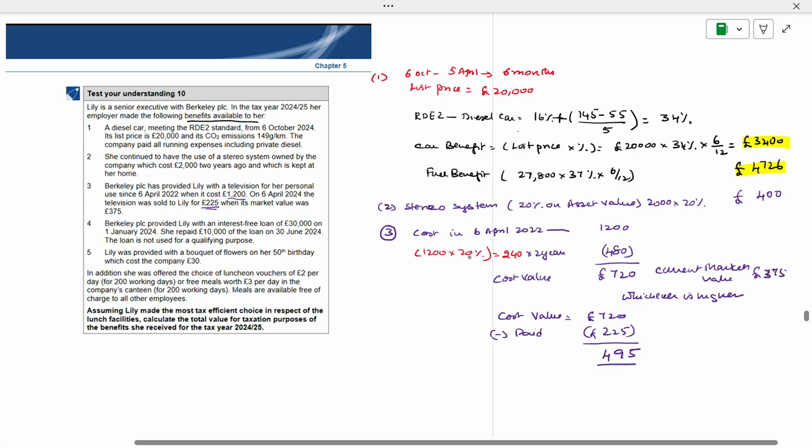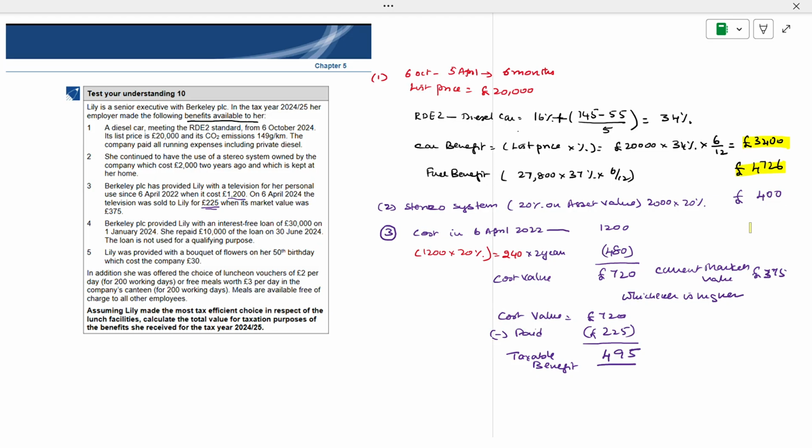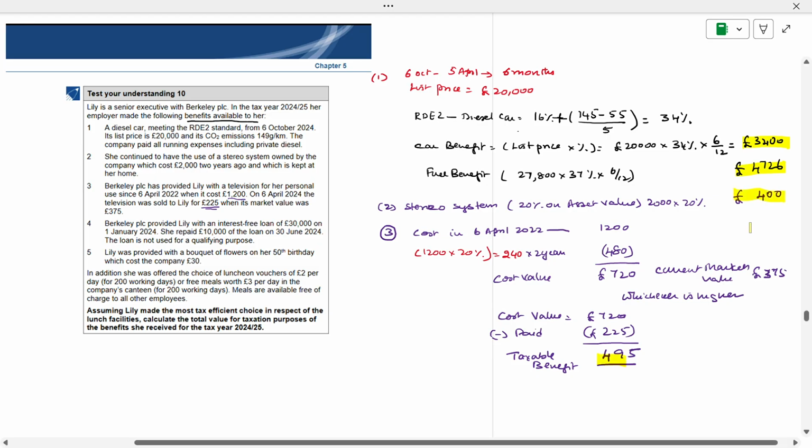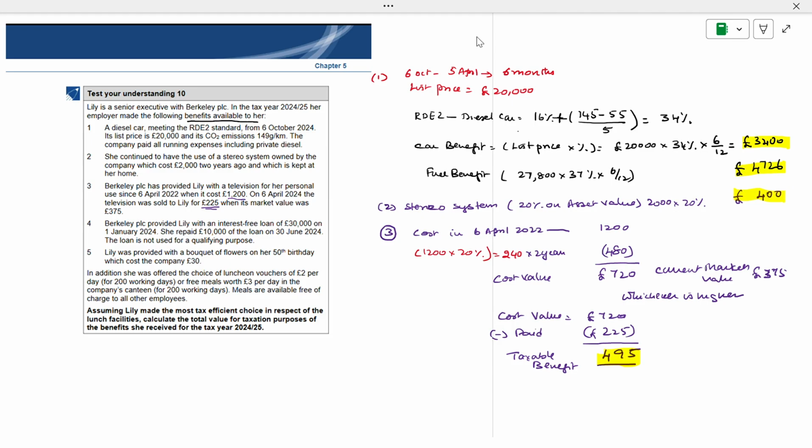Minus 2495. Okay, this is the taxable benefit. We got 400, we got 495. Okay, this is point number 3. Now point number 4.